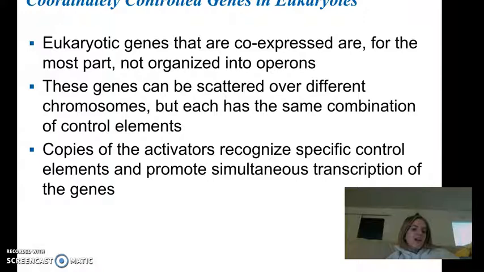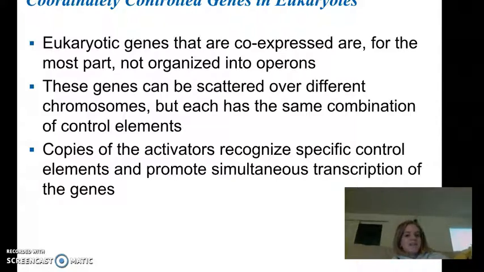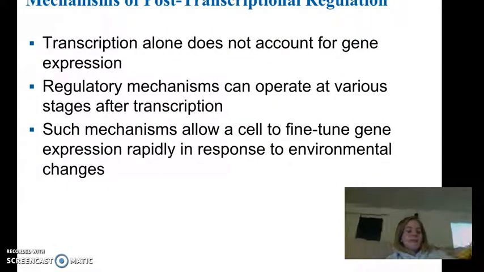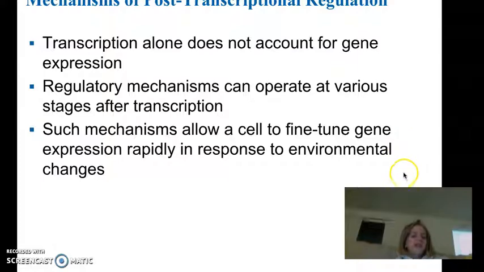This transcription can be regulated by hormones or other chemical signals, and that's what causes this all to happen. So that wraps up our ways that we can affect gene expression from transcription. And even though transcription is the most common place where gene expression is handled, there's also several mechanisms that happen after transcription that can affect the expression of genes. And this typically happens as a result of environmental changes.